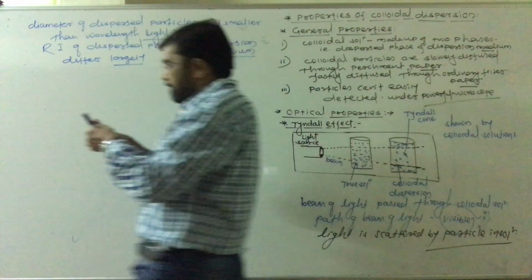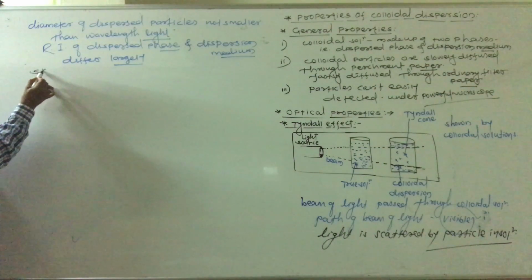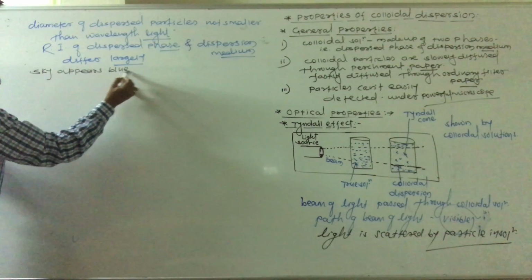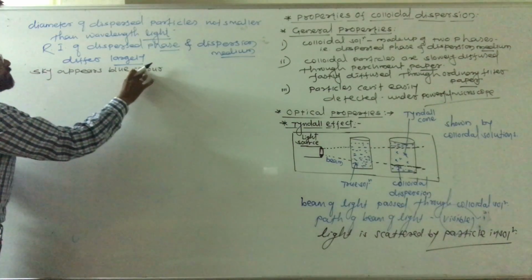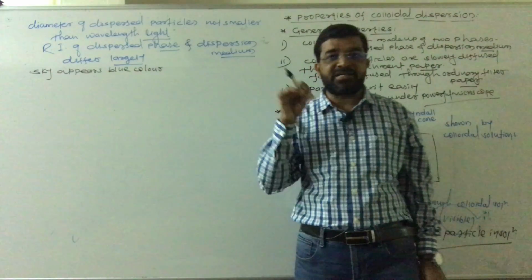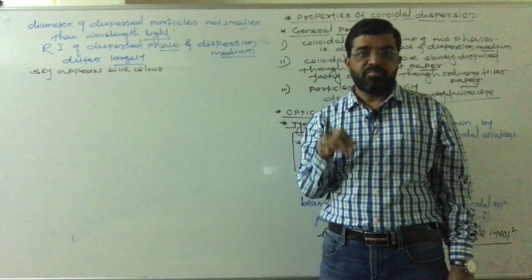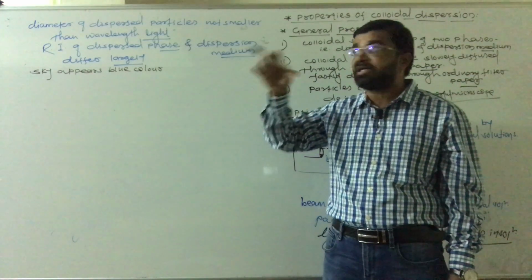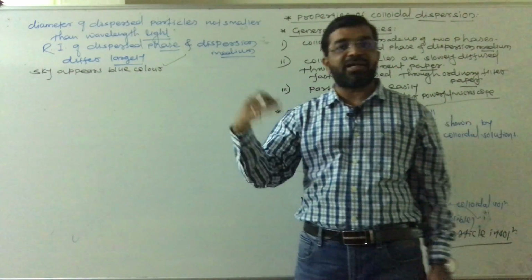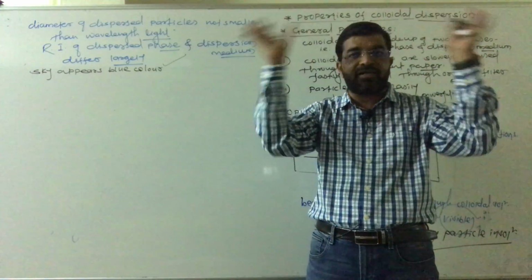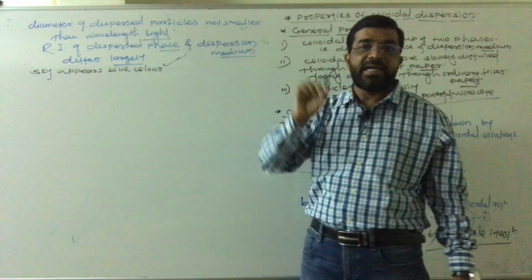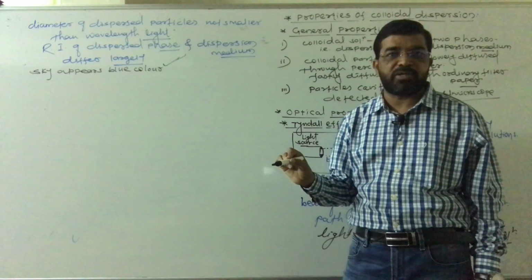The sky appears blue in color. Why does the sky appear blue? Because of the scattering of light by the dust particles present in the atmosphere. Therefore they scatter the blue colored light, and therefore the sky appears blue. This is also an example of the Tyndall effect.